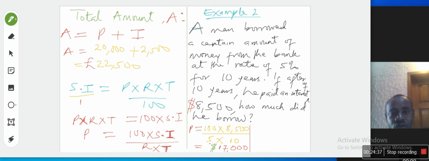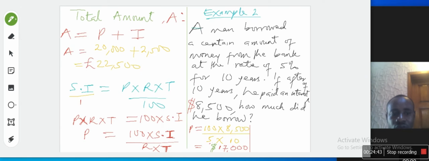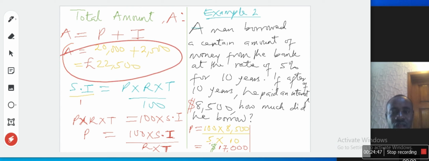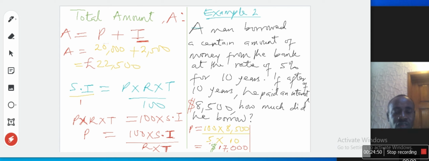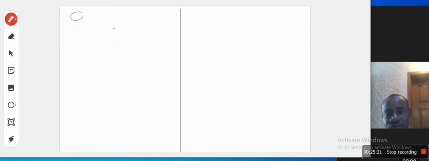I want to structure the question slightly. Are you ready? You already know that total amount is principal plus interest, isn't it? Yeah. Okay. Let's look at compound interest. By the way, what is it about compound interest?